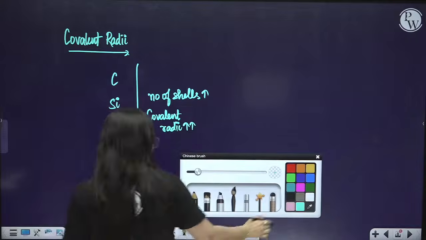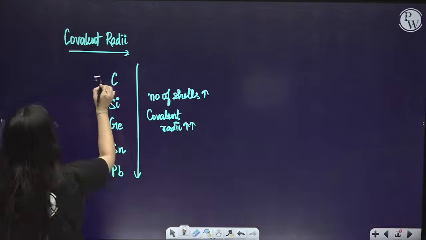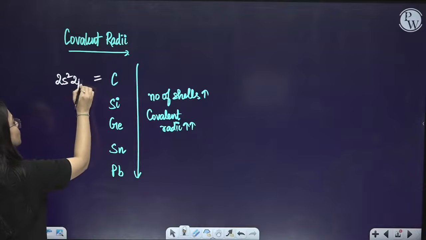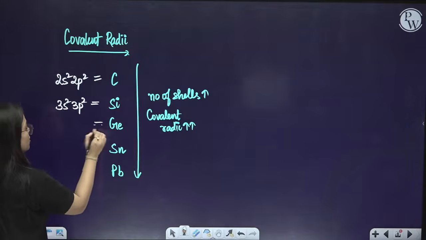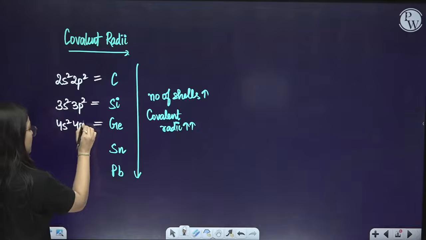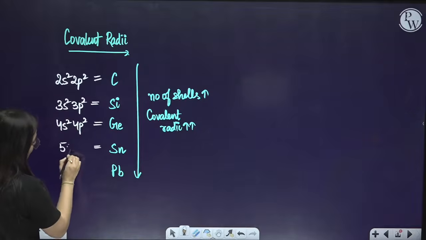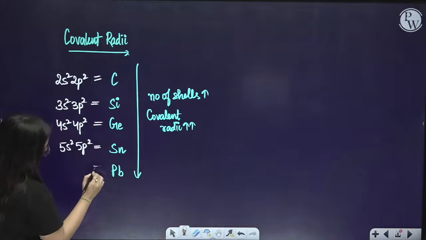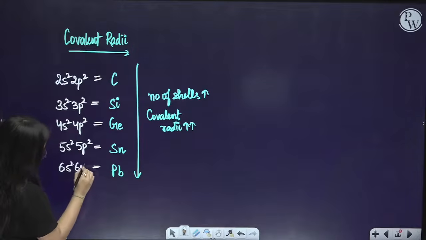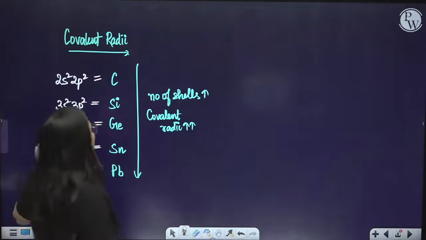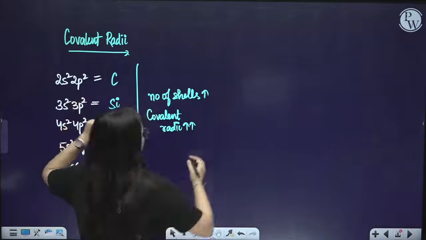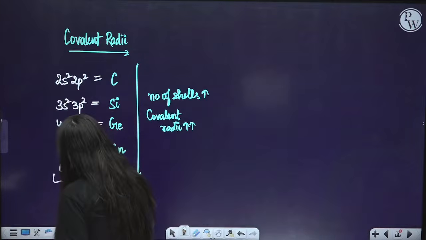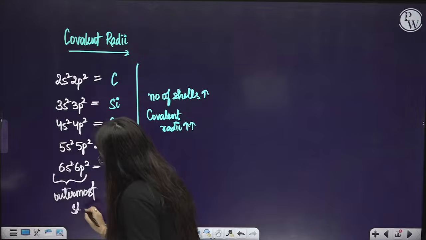Let me explain how. We very well know the general electronic configuration for carbon is 2s2 2p2. For silicon it is 3s2 3p2. For germanium it is 4s2 4p2. For tin it is 5s2 5p2. And for lead it is 6s2 6p2. Yes, everyone. So if I draw carbon, if I write the initial configurations, this is the second shell, no? These are basically your outermost shell, no?